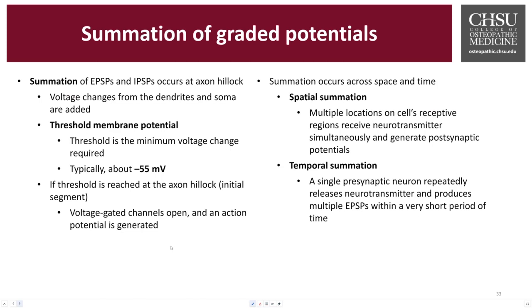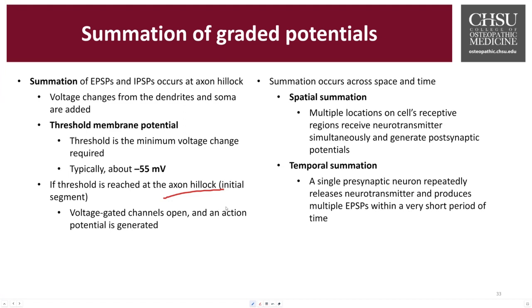Summation of EPSPs and IPSPs occur at the initial segment or the axon hillock. This occurs by adding together all the postsynaptic potentials and determines if the threshold membrane potential is at negative 55 and whether or not the axon hillock will then commit to firing an action potential.